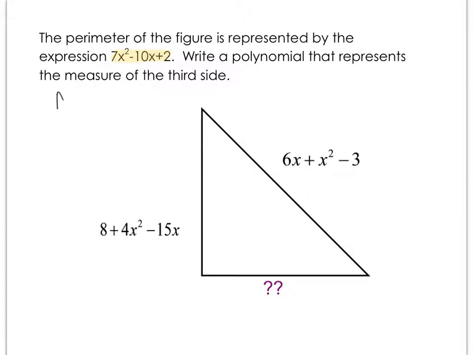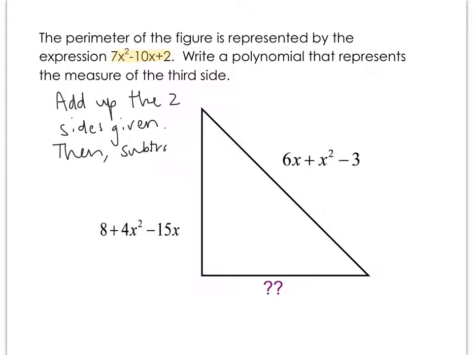Yeah, we could add up, or find the sum of, the two sides that are given, then take that amount and subtract it from the total. So let's give this example a go. So I'm going to add up 6x plus x squared minus 3 to 8 plus 4x squared minus 15.